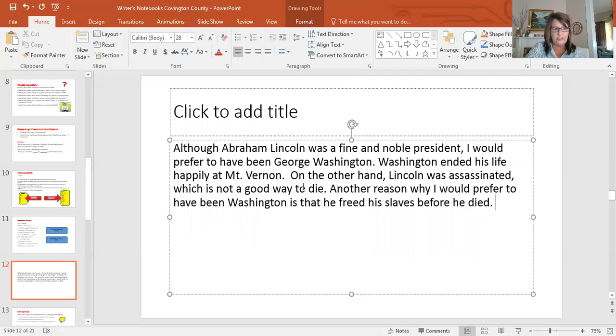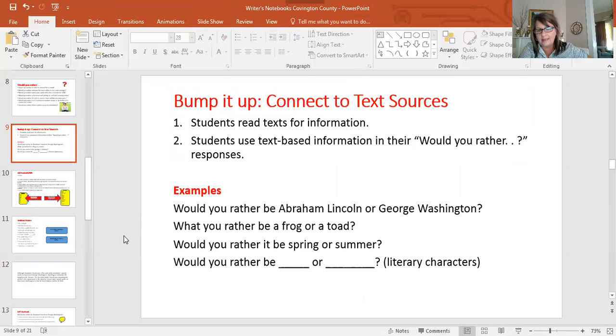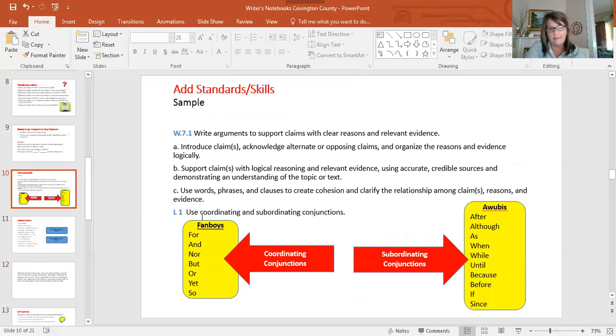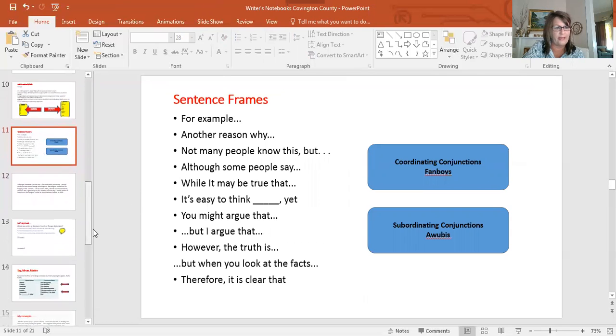So what we've just done is we've gone from this, would you rather be able to control fire or water? Kids get really good at that. They build up their fluency and their speed and stamina for that. Then you bump it up a notch by connecting it to text sources and by connecting it to some skills and standards through sentence frames. Okay, so that's a way that you use sentence frames.